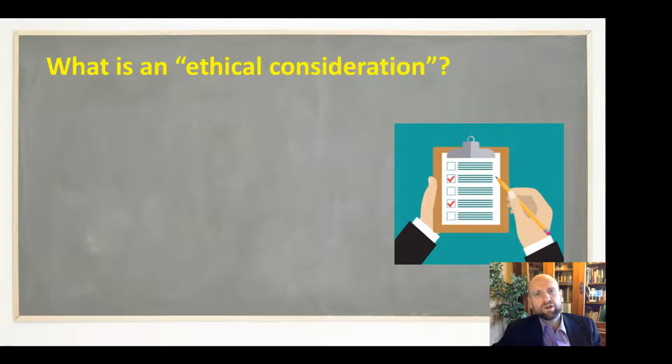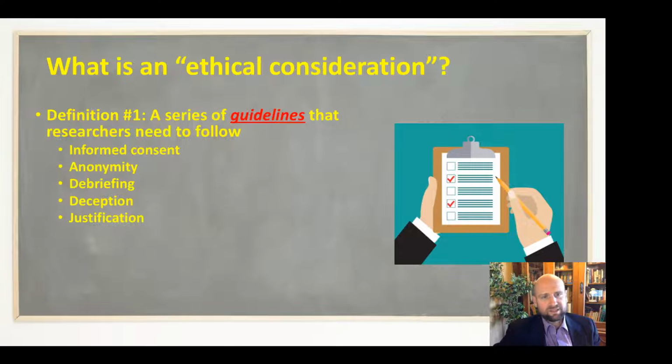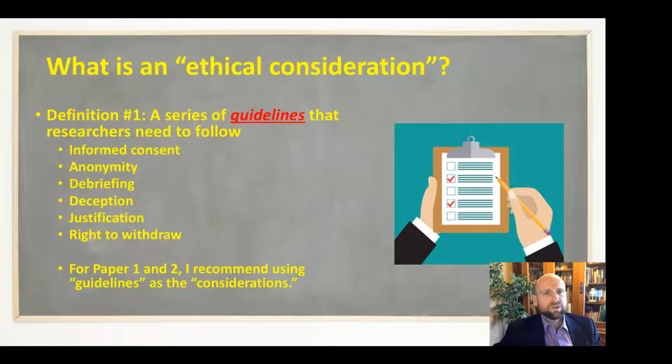That's pretty simple. So what is an ethical consideration? Well, I think the easiest thing to do for paper 1 and 2 is to just think about ethical considerations as being the ethical guidelines: the series of guidelines that we need to follow to make sure our research is ethical. So this is things like informed consent, anonymity, debriefing, etc. When you're asked to explain one ethical consideration, I would identify one of these things. These are the considerations we have to take into account.